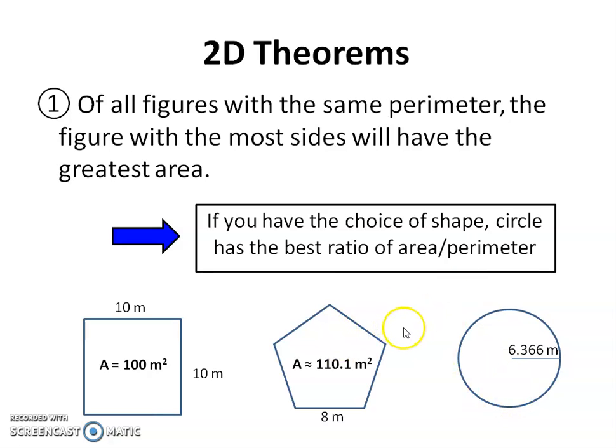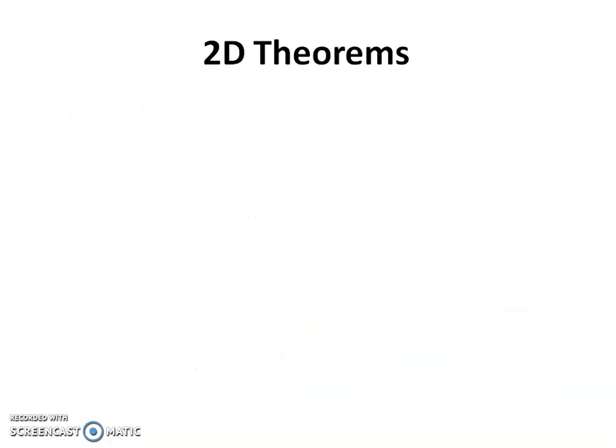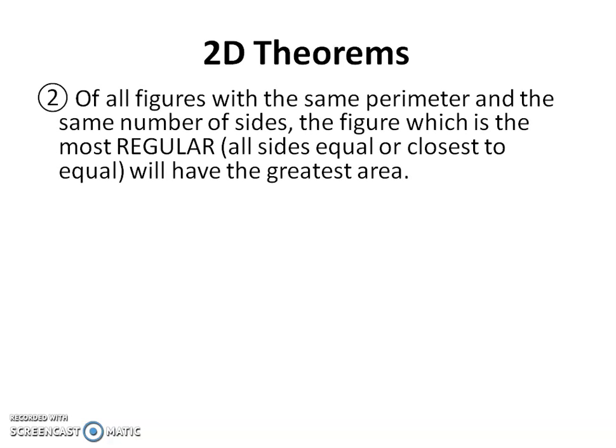And of course, I could do a 6-sided, a 7, 8, 10-sided shape as well, and you would see the progression. But if I go to circle, which is essentially the maximum number of sides possible, also for a shape that has a perimeter of 40 meters, it has the greatest area. So that's what that means. If you can choose a shape, circle's the best. If you have limited choice, the shape with more sides will have a bigger area. That's theorem 1.